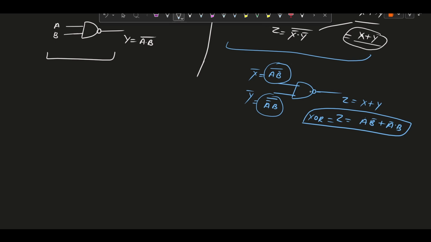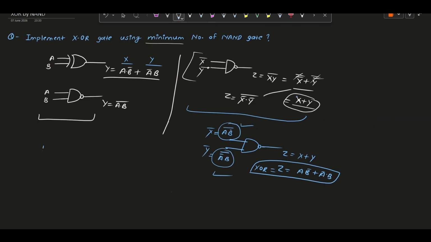Now our task is to implement these two terms. What are the two terms? The first term is a into b complement and then the whole complement, and the second term is a complement into b and then again the whole complement. First we will implement these two terms individually, and then we will connect the whole circuit to make a complete XOR gate.